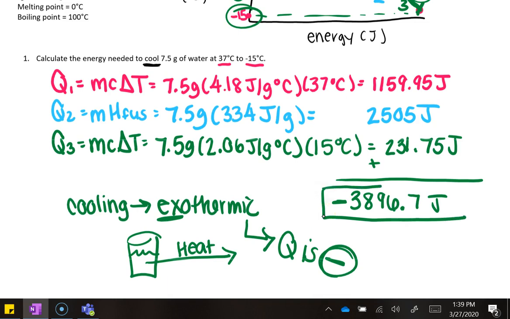Again, the sign of Q tells you which direction energy is flowing. Since this is a cooling curve, energy is exiting. So we need to add that negative sign to show that the energy is leaving the water.